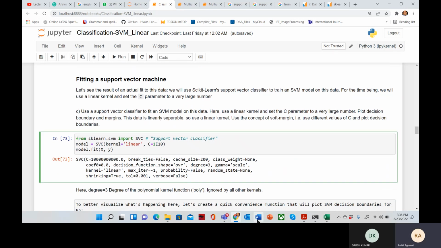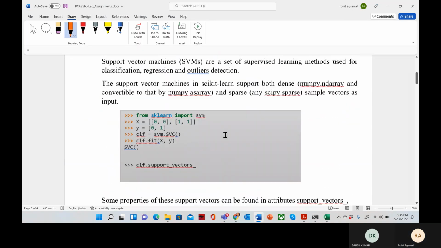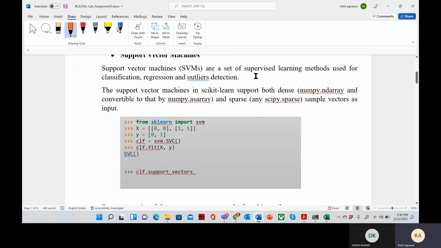I will show you here first. Check here. Support vector machines are a set of supervised learning methods for classification, regression, and outlier detection. So we are just showing you the example for classification here.